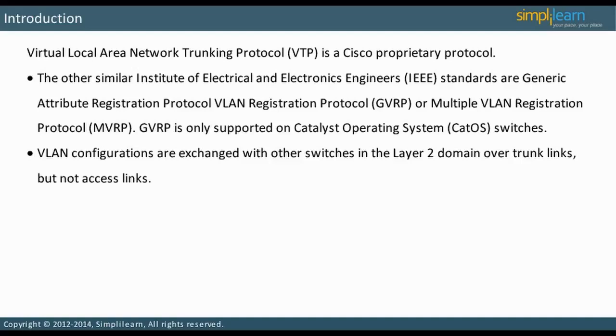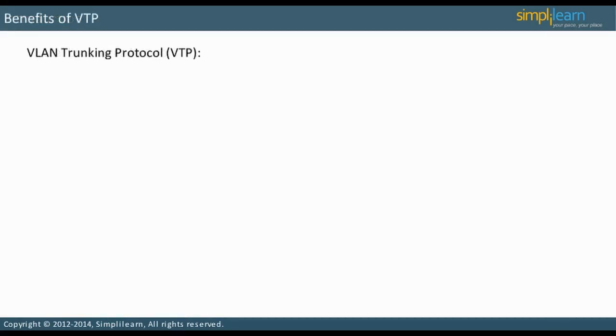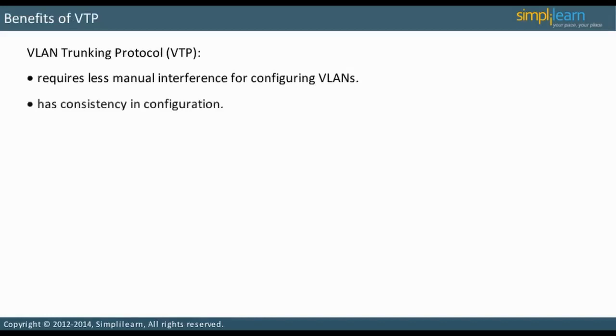Let us now look at the benefits of VTPs. VTPs have several benefits. There is less manual interference for configuration of VLANs. Also, consistent configuration is easier. You can also track and monitor the network with VTP.